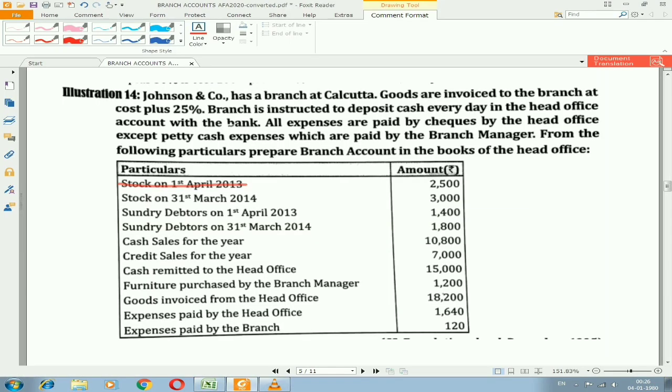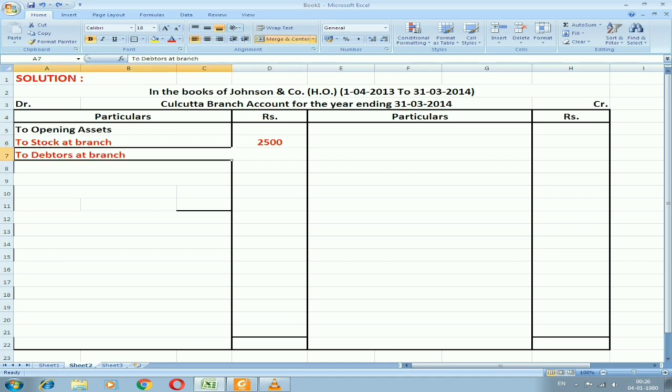After that, on the opening day we also have sundry debtors on 1st April 2013, that is the amount of rupees 1400. So, to debtors at branch, amount is 1400.